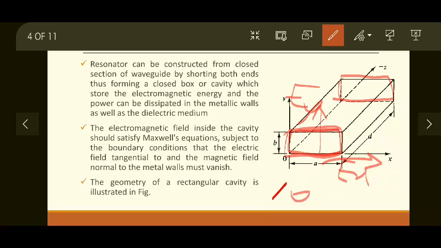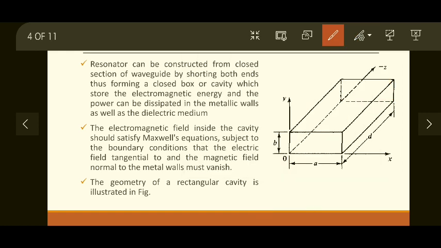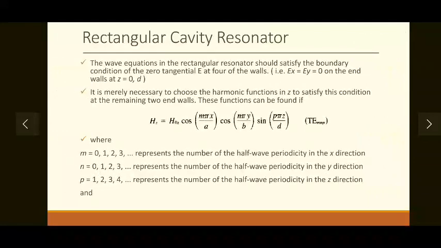And if you are talking about TM mode, that is transverse magnetic mode, then the normal component should be 0. This is normal because this is the wall. The arrow directly into the wall will be normal to that particular wall, and that should be 0. Okay, so let's see this equationally.